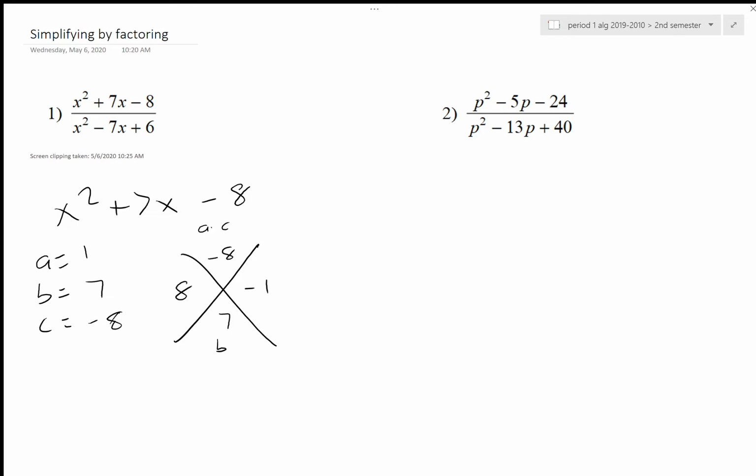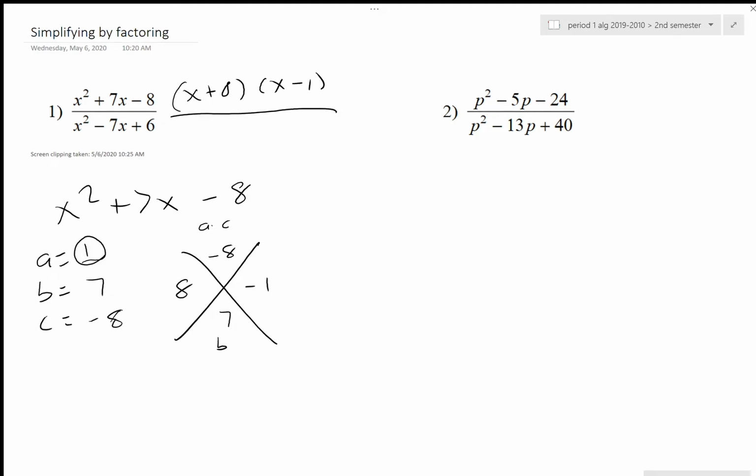And then for the problems I gave you guys, I don't think you have to divide. But just remember, if you divide by this number here, divide by 1, nothing happens. So the top really becomes x plus 8, x minus 1.